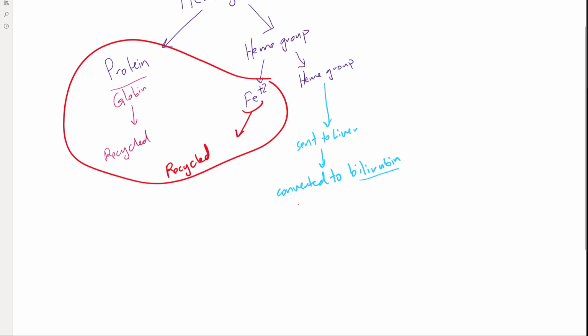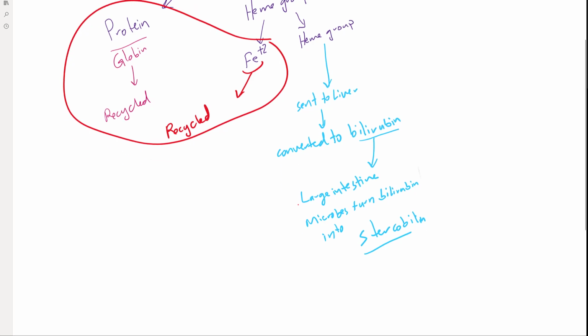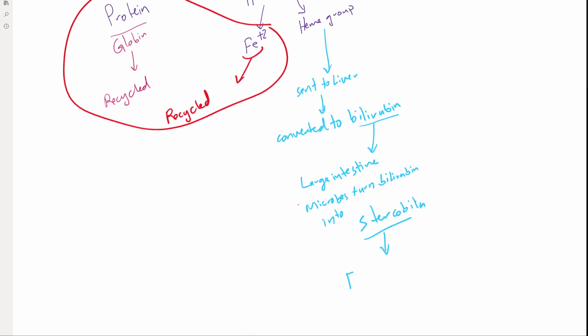Then this bilirubin will be sent to the large intestine. And in the large intestine, we have the microbes. Those microbes will turn bilirubin into stercobilin. This stercobilin, we will get rid of it in the feces as a toxic material. And technically, this is the substance responsible for the feces color. Okay, the greenish, brownish color of the feces is coming from the stercobilin.